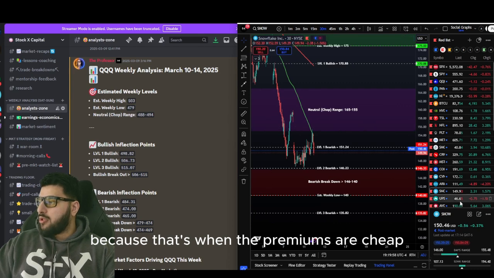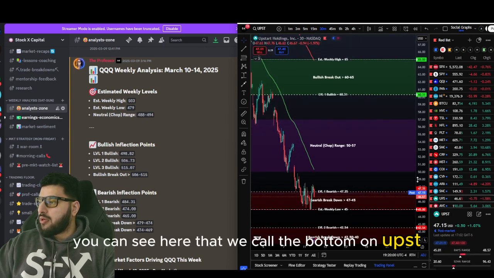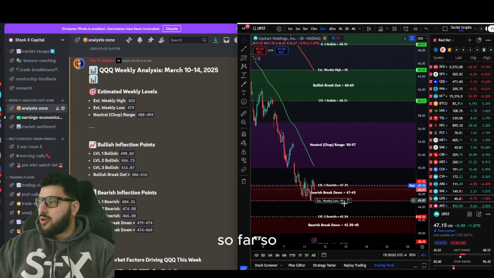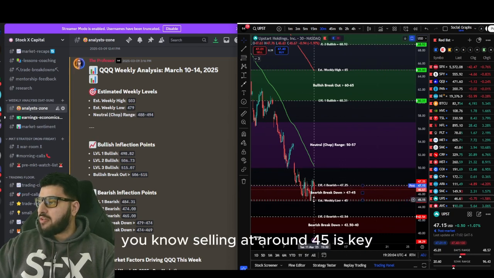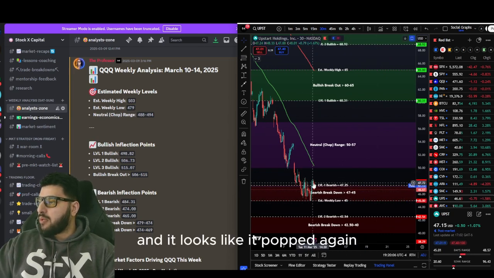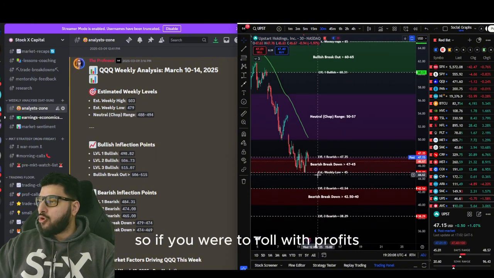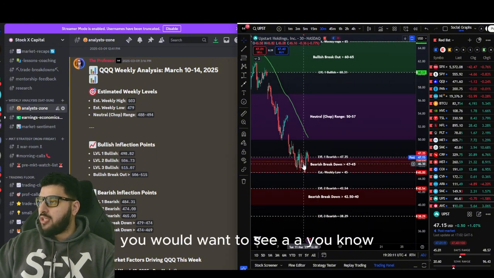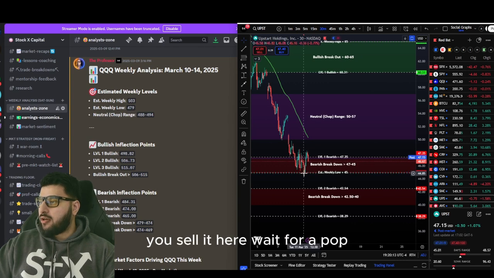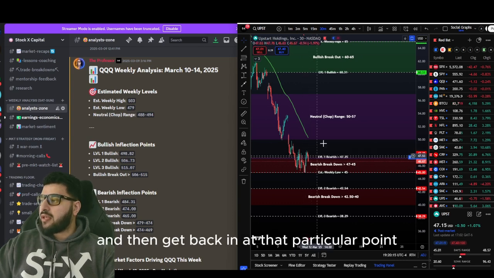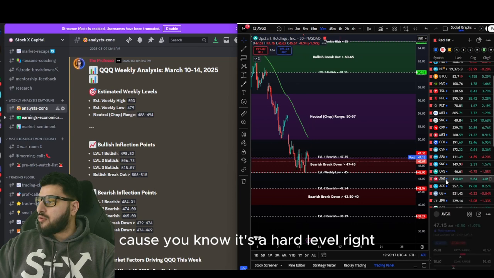You can see here that we called the bottom on UPST so far. So, you know, selling at around 45 is key, and it looks like it popped again. So if you were to roll with profits, you would sell it here, wait for a pop, and then get back in at that particular point, because you know it's a hard level, right?